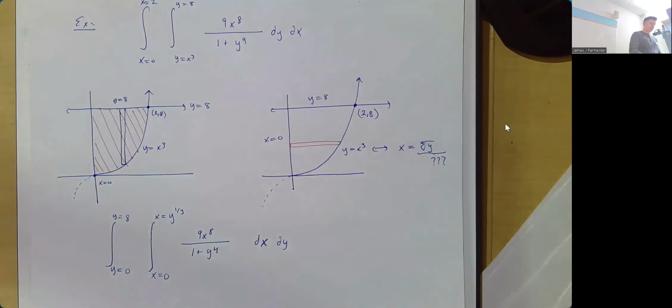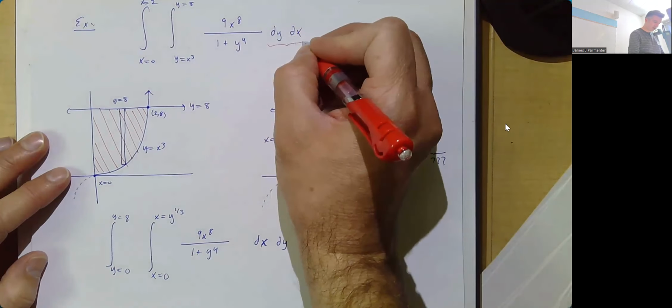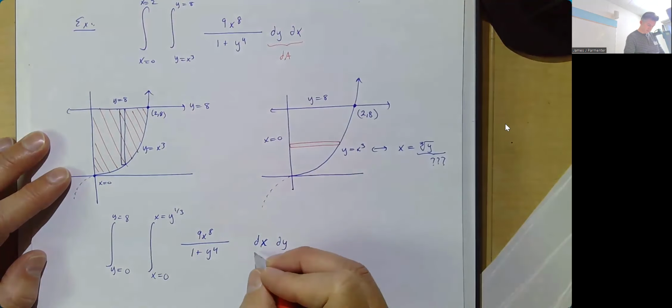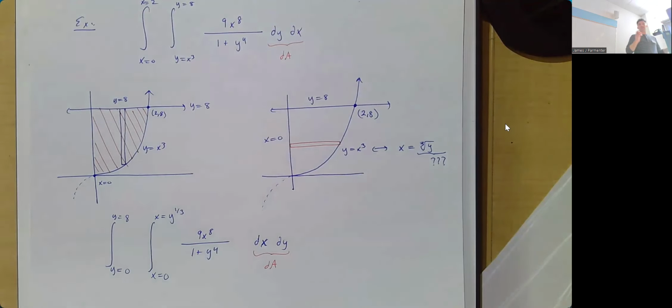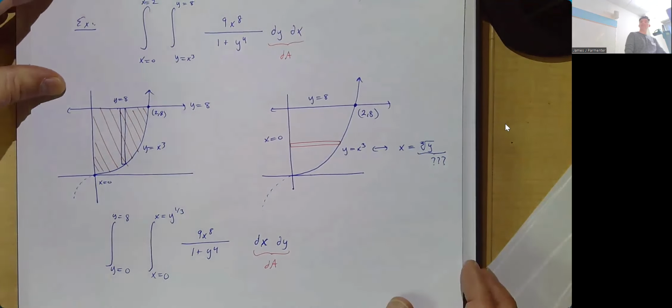Just as a FYI, sometimes if people are writing this very generically, they'll just call this thing dA, just for the change in area. Small change in x and the small change in y is a small change in the area. Just something to be aware of. So now let's find it.